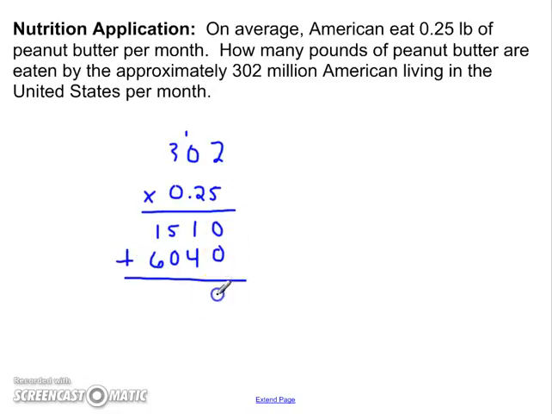So I've got 0. I've got 5. 5, and I've got 7. In my problem, I have 2 decimal places total. So in my solution, I need 2 decimal places total. And this will be, again, in this case, because we had the label, so Americans will eat 75 and 50 hundredths million pounds of peanut butter. I should probably label that as well. Per month. It's a lot of peanut butter.